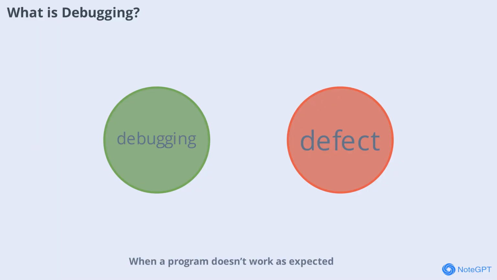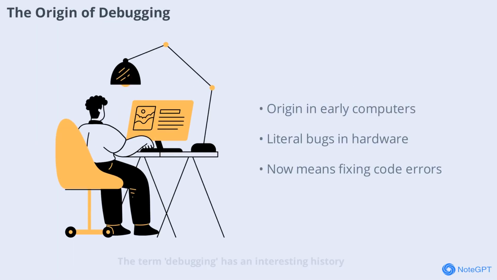When a program doesn't work as expected, developers use debugging techniques to locate the source of the issue. This might involve checking the code line by line, using special tools, or even discussing the problem with teammates. Debugging isn't just about fixing mistakes, it's about understanding how and why errors occur, which leads to better programming practices overall.